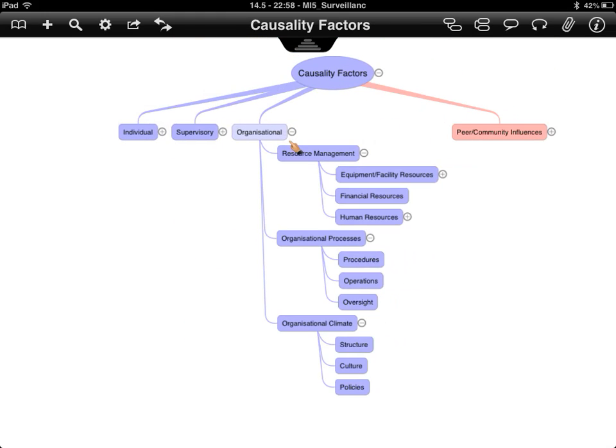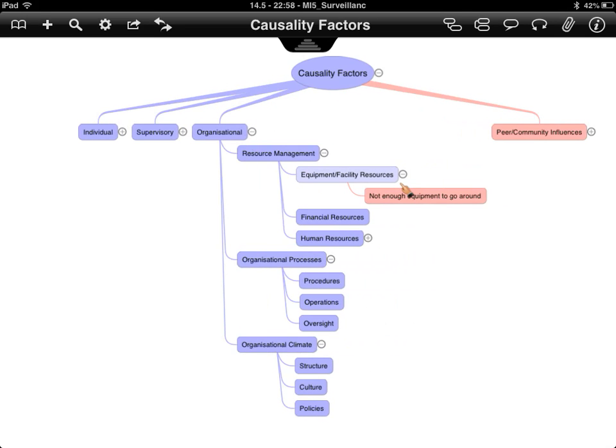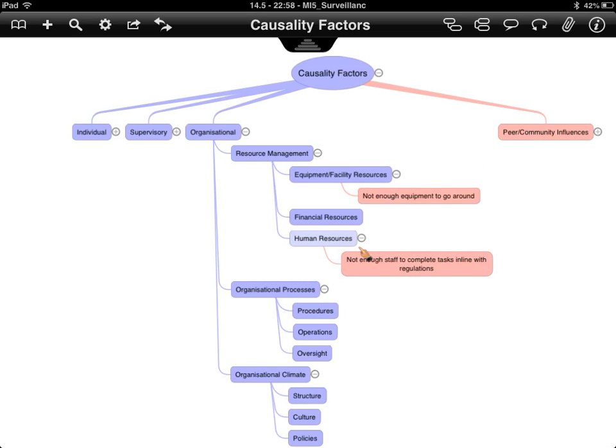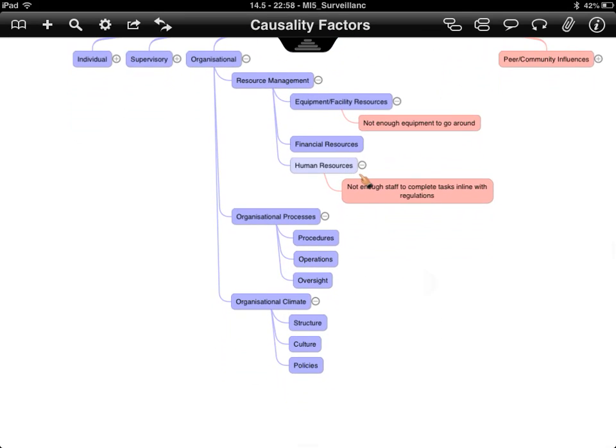Moving over to the organisational area, this is the least or most poorly populated area from the factors from the research above, because this isn't something that is captured in the current reporting as to where the failures sit. We don't have in-depth investigation of incidents looking at these higher levels. But equipment, facility, resource, not equipment to go around, not enough staff to go around.